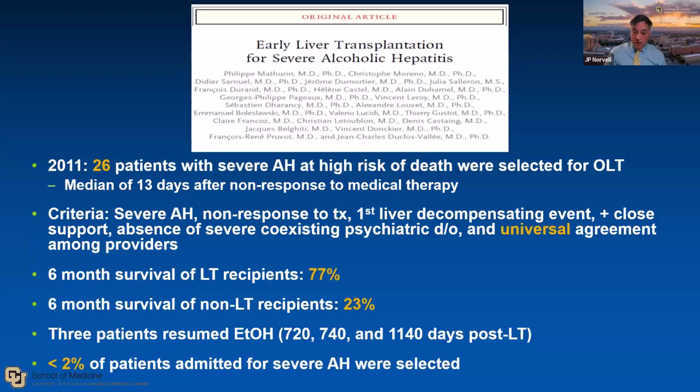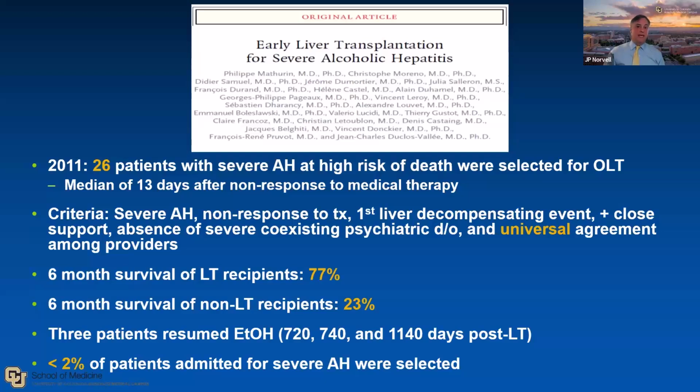It had to be the first decompensating event. They had to fail corticosteroids. They couldn't have coexisting psychiatric disorders. And essentially, the transplant center had to have universal agreement. So of those select 26 patients that did get transplanted, they had overall much better survival at 77% at 6 months compared to those patients that were also included that were not transplanted, where only 23% survived. There were 3 patients that had relapse, but overall good survival.